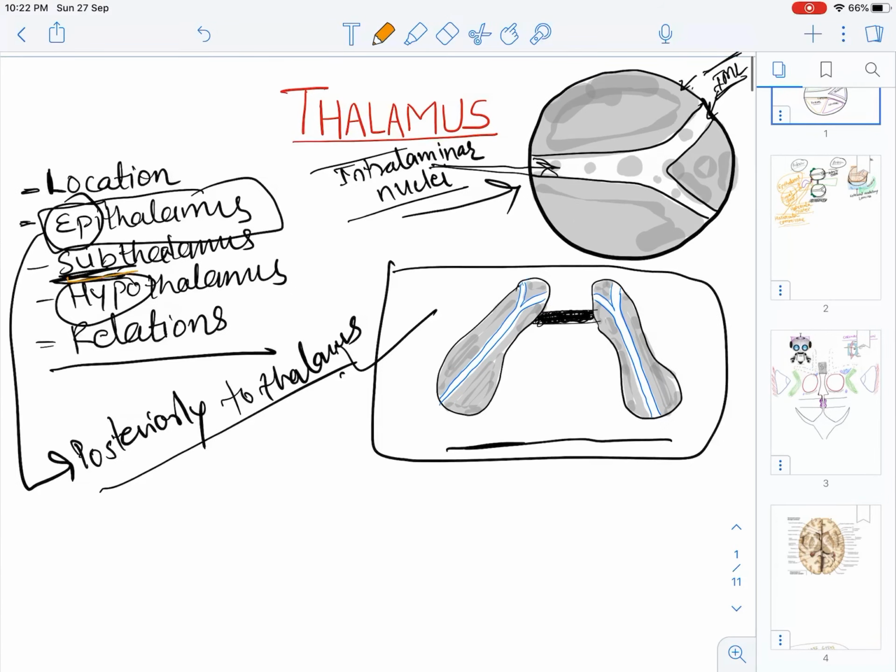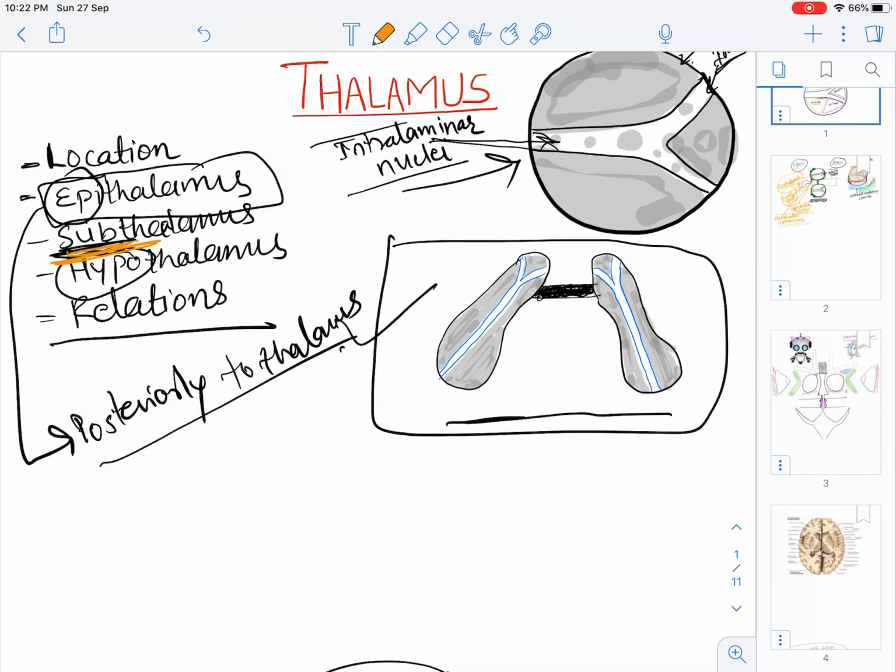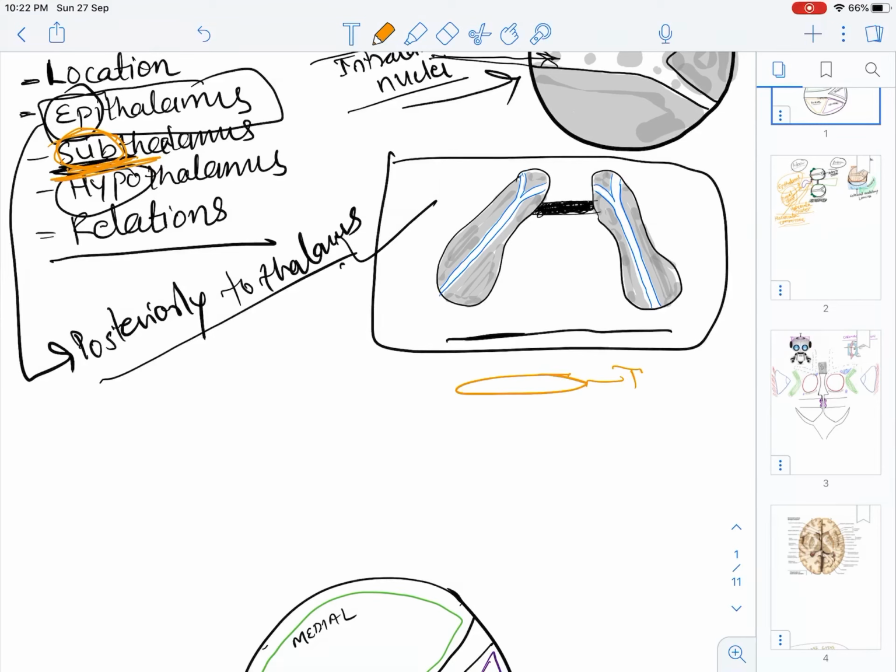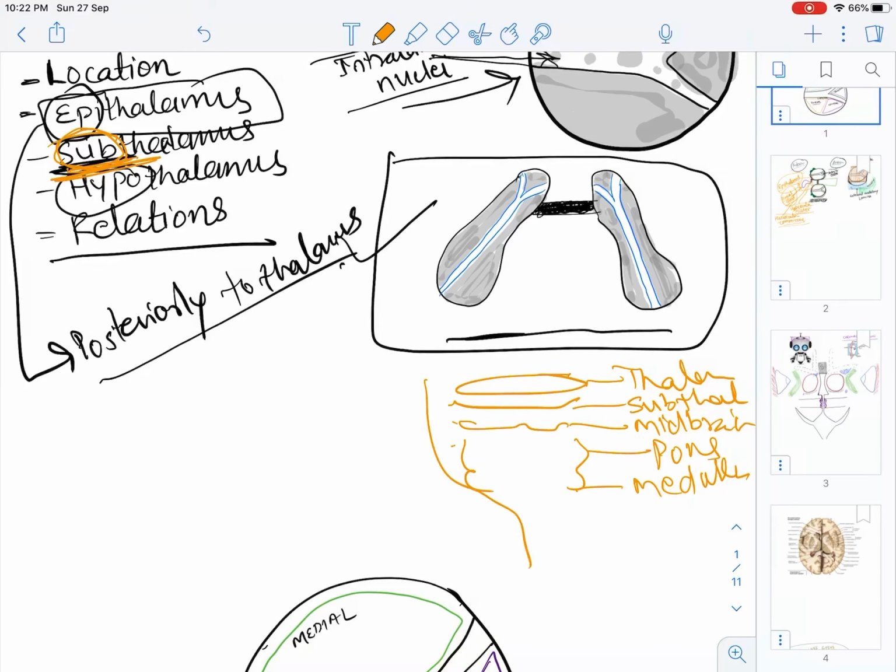Now we will shift to subthalamus. What is subthalamus? The subthalamus is present just below the thalamus. It is in the name only: sub means below. Below the subthalamus there is the midbrain. Just remember the layers: if this is thalamus, then below that there is subthalamus, and further below is the midbrain, then the pons, then the medulla, and then the spinal cord. The arrangement of structures in the brain is like this.